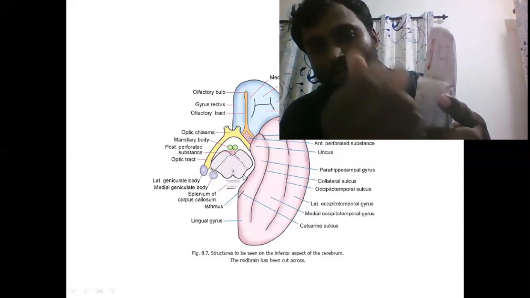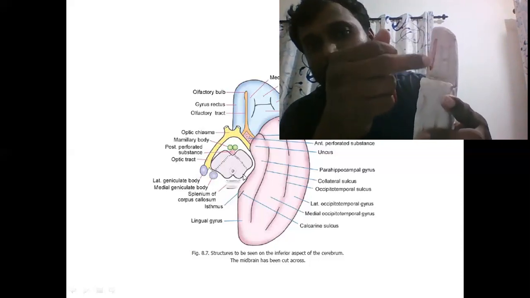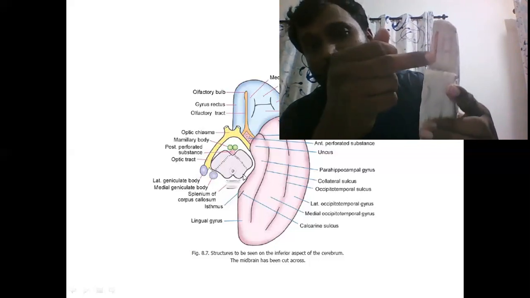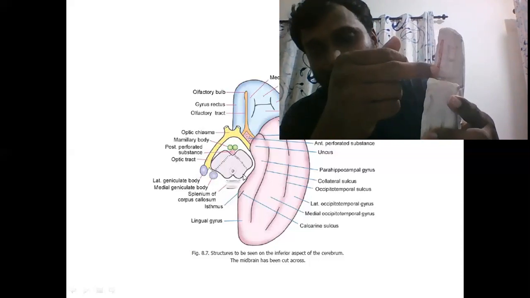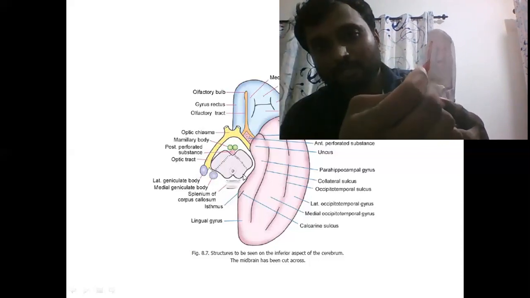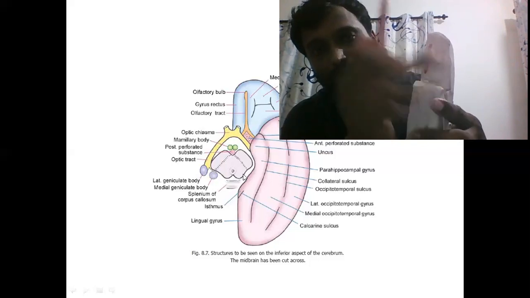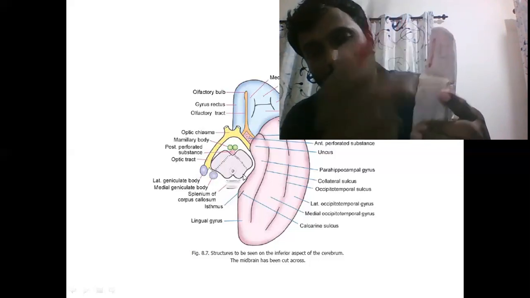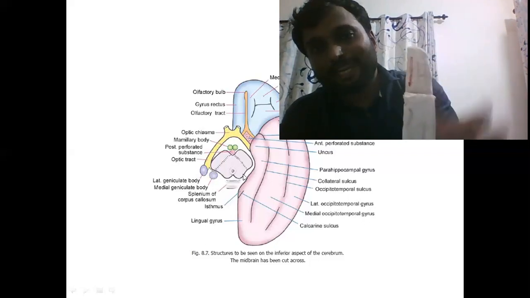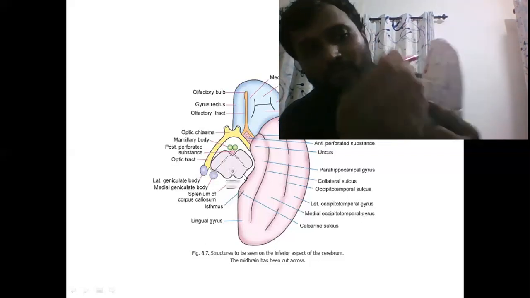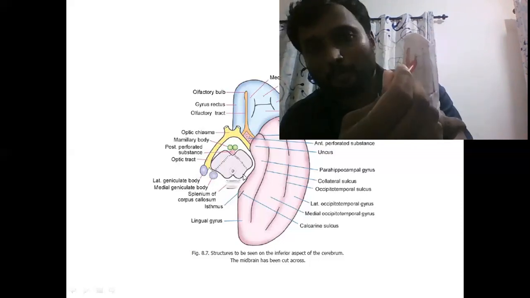Medial to the olfactory sulcus, here we can see a small gyrus. It is straight. So that straight gyrus is known as the gyrus rectus. Rectus means straight. Then lateral to the olfactory sulcus, this is the olfactory sulcus, lateral to the olfactory sulcus means this area, there we can see one H-shaped sulcus. See, this one.